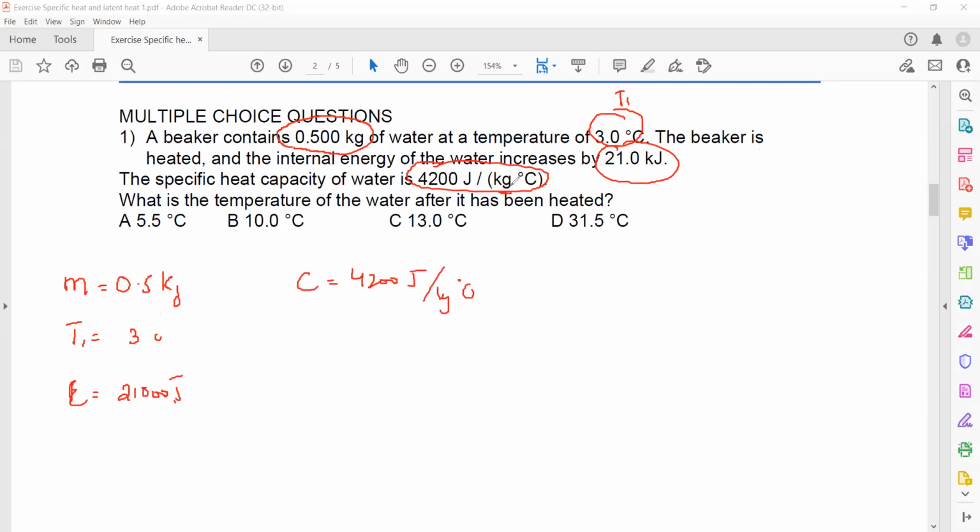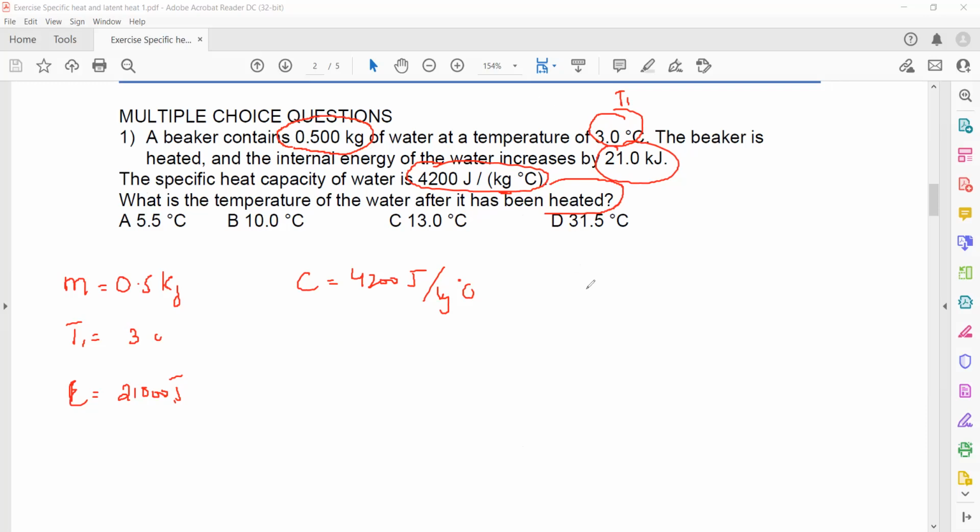If the specific heat capacity unit is joule per kilogram, then the mass should be in kilogram. If some question gives you joule per gram, in that case the mass should be in gram. The question is, what is the temperature of the water? It has been heated, so we need the final temperature. As the specific heat capacity is given, the formula of specific heat capacity is valid.